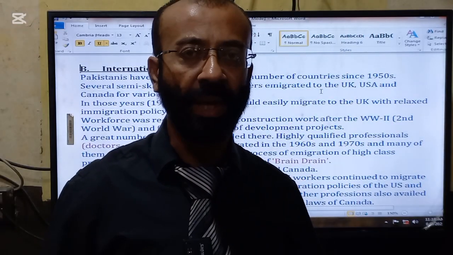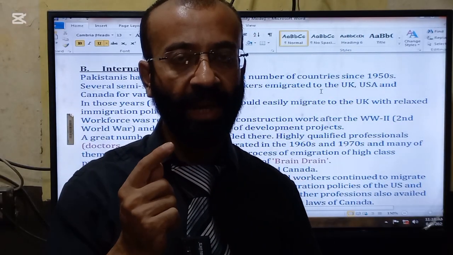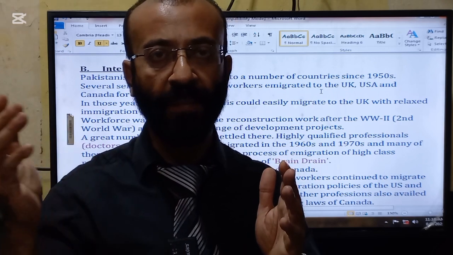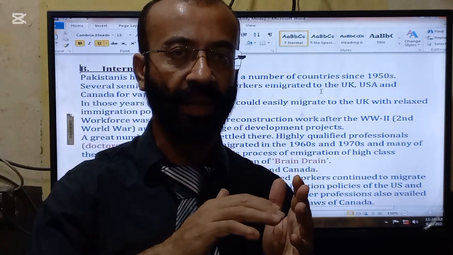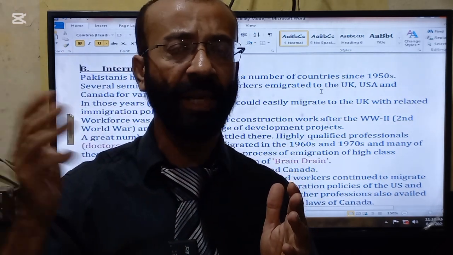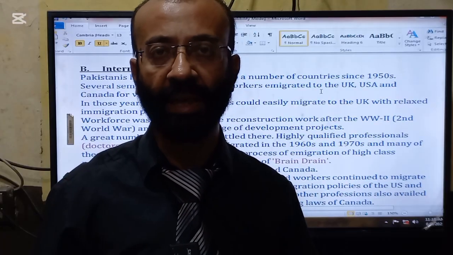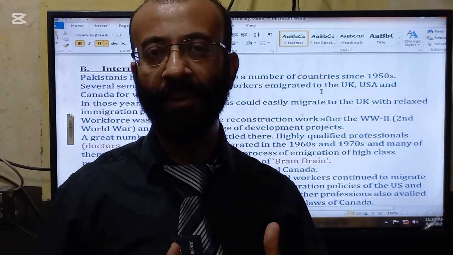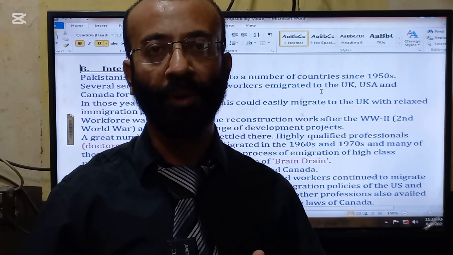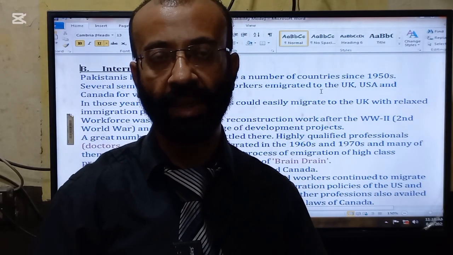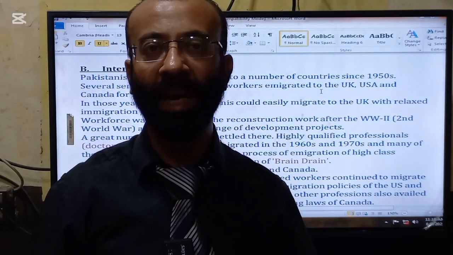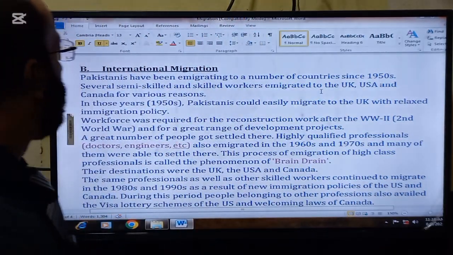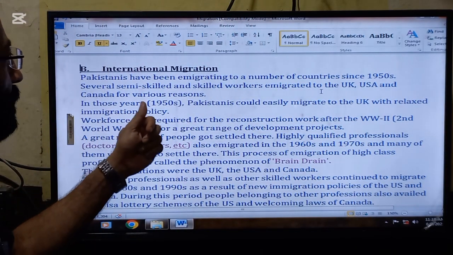Migration is actually of two types. One is immigration. Immigration is the coming of people from other countries to Pakistan. For example, Afghanis are coming into Pakistan and they are working here. And emigration is the going out of people from the homeland to other countries, like Pakistanis going to America, England, Canada, etc. So, first, international migration.